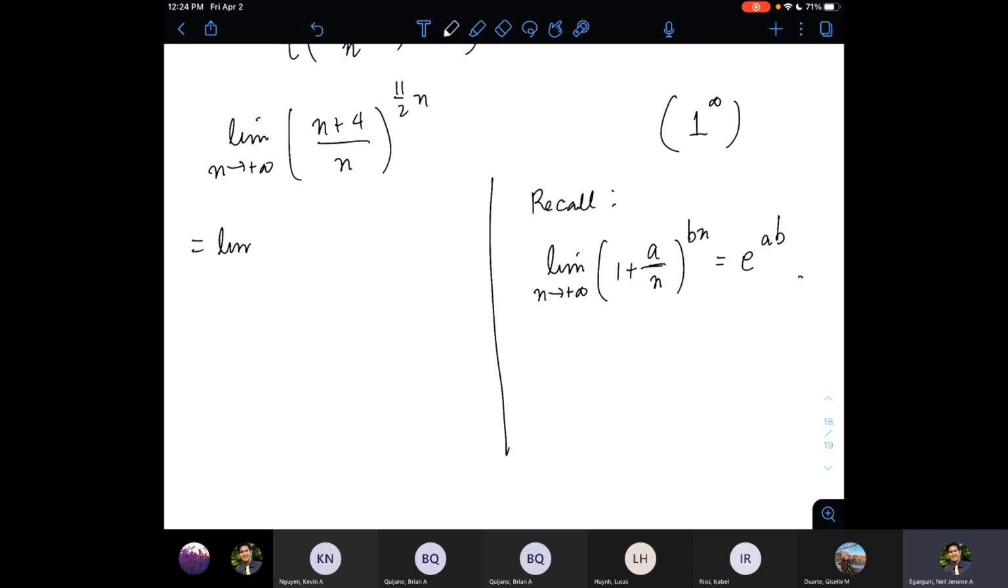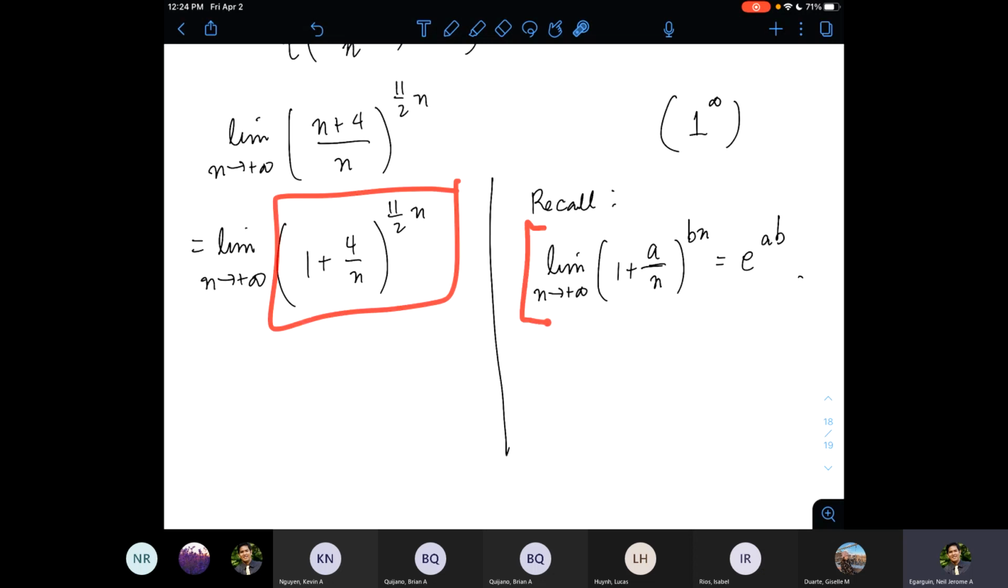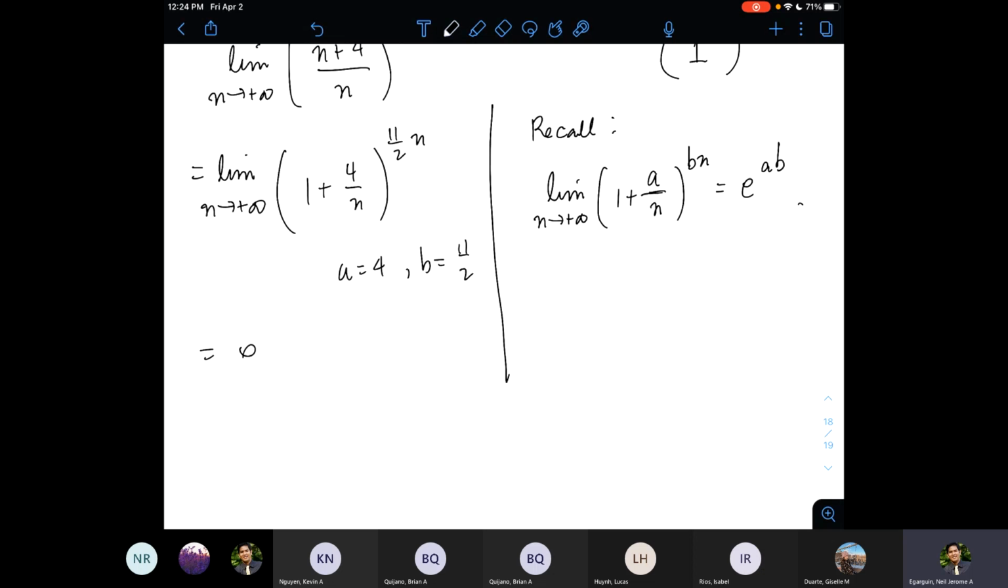So what you can do here is to simplify the base first. So you do the division here, n over n. I'll get 1 plus 4 over n raised to 11 over 2n as n goes to infinity. And compare this form to what the formula has, right? So here we can take a is equal to 4 and b is equal to 11 halves. So this limit is equal to e raised to a times b. So this would be e to the 22nd power.